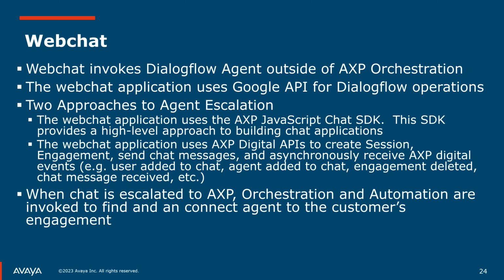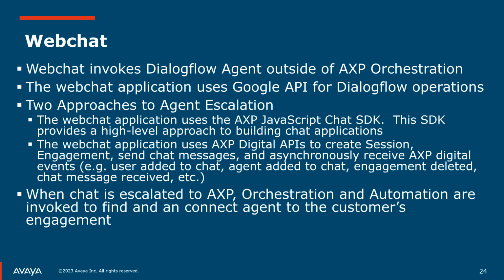The other one was the orchestration you saw above. There are two different ways of doing this. Avaya provides a JavaScript chat SDK, and this SDK is a high-level approach to building chat applications, or you can go directly into the REST APIs. The REST APIs allow you to do things like create a session, an engagement, send chat messages, and asynchronously receive AXP digital events. For instance, a user has been added to the chat, an agent has been added to the chat, the engagement has been deleted, a chat message received, etc. And you'll see a list of those in just a little bit.